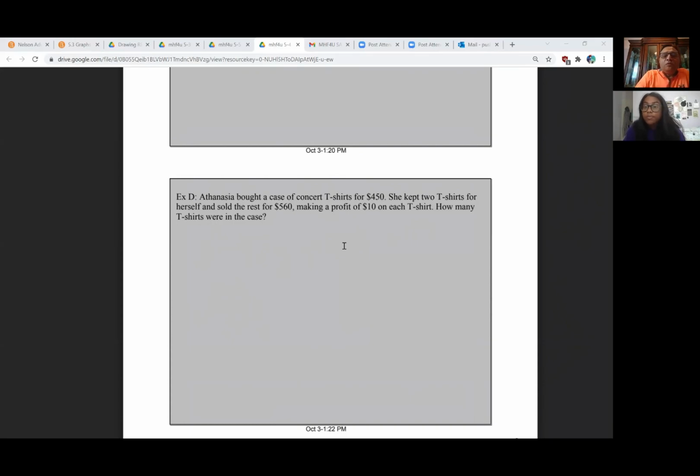Okay. So what is profit? Profit is what you sold for, the selling price minus the cost price. That is what profit is, correct? Yeah. Now, a case of t-shirts for 450, and it asks how many t-shirts were there in the case. So first define your variable. Let x be the number of t-shirts, right?